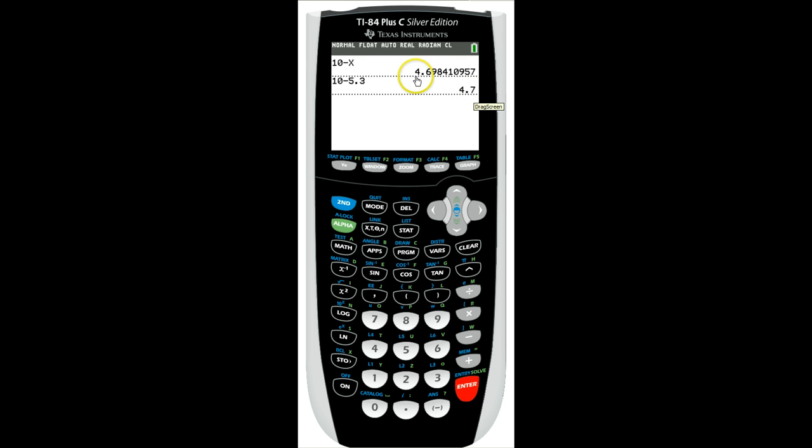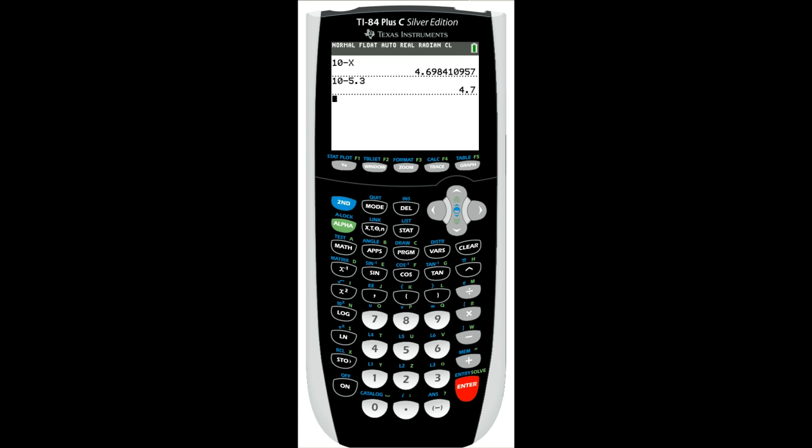Or if you, for some reason, needed more accuracy, this would have been your exact or more exact answer for the second wire. So answering part A, we can say that the first piece should have a length of 5.3 meters, and then we would cut the wire so that the second piece has a length of 4.7 meters.